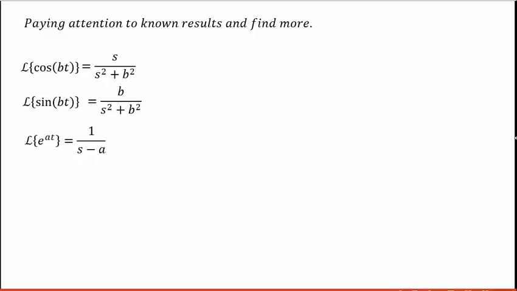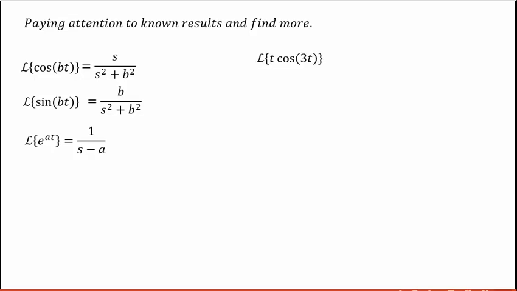In this lecture, we'll be paying attention to some known results and explore more. We know that the Laplace transform of cosine bt is s over s squared plus b squared. The Laplace transform of sine bt is b over s squared plus b squared, and the Laplace transform of e to the at equals 1 over s minus a.